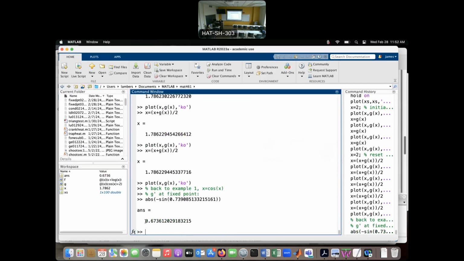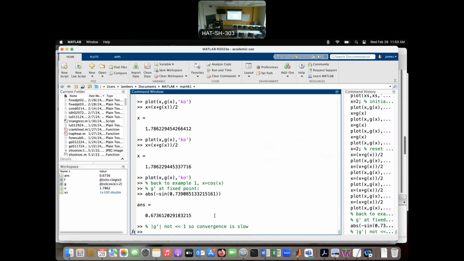Well, we want it to be less than 1. It is, but it's not much less than 1. So the error is not going to 0 all that rapidly. We need it to be less than 1 to guarantee convergence. But the smaller it is, the more rapid the convergence will be. So this gives an idea as to why the convergence is slow in this case. So g prime is not much less than 1. So convergence is slow.